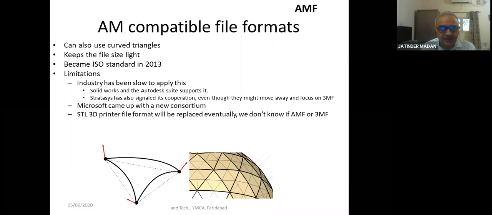Here you have the AM compatible, again the AMF format. It can also use curved triangles in this case, and keeps the file size light. It became an ISO standard in 2013, and industry has been slow to apply it because only SolidWorks and the Autodesk suite support it. Stratasys, which is a 3D printing company that manufactures additive manufacturing machines, has also signaled its cooperation, even though they might move away and focus on 3MF, which is the next format I'm going to discuss.